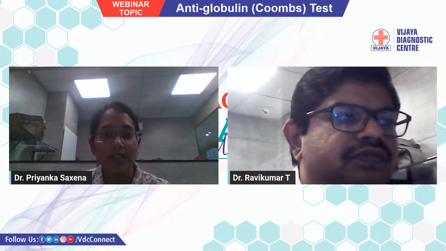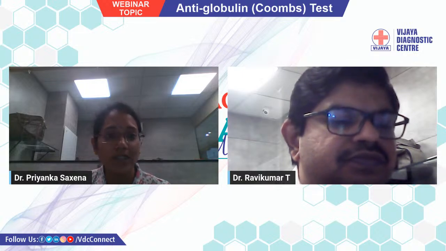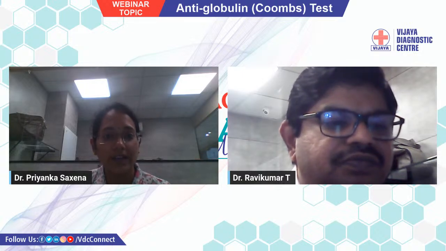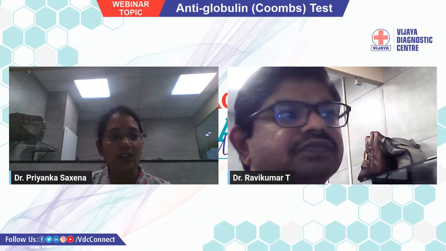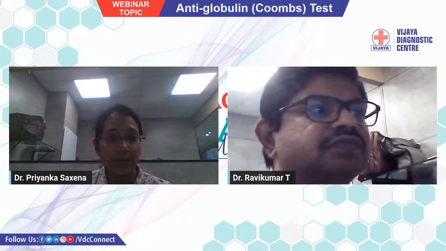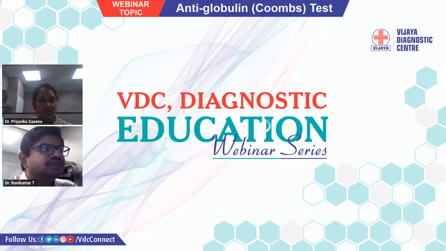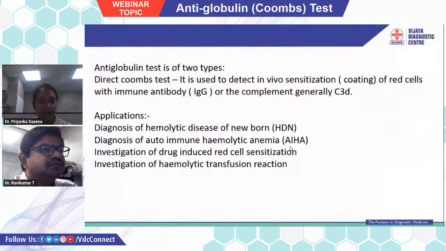So, anti-globulin test, or more commonly called the Coombs test, was first described in the year 1945 by immunologist Coombs et al., and hence it is named after him. This Coombs test is of two types: direct and indirect. Direct Coombs test is used to detect in vivo sensitization or coating of red cells with immune antibodies, that is IgG, or complements, generally C3d.